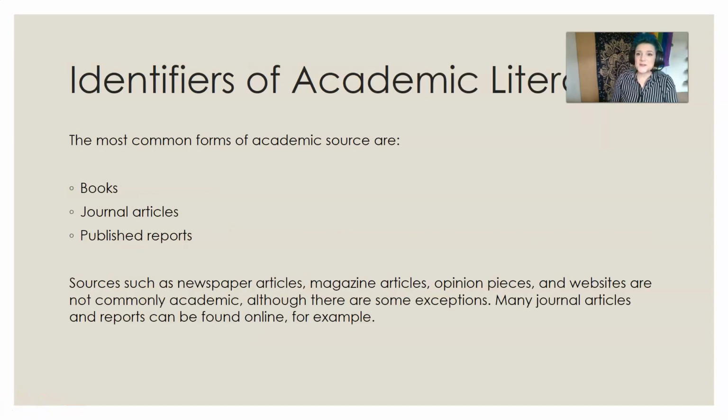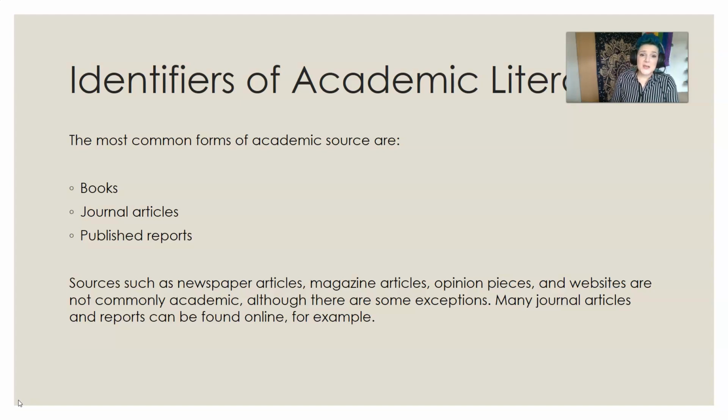The most common forms of academic source are books written by subject experts, journal articles written by researchers or academic commentators, and published reports. These can be published by the government, by charities, by research organisations, but these generally are unbiased pieces of information. Sources such as newspaper articles, magazine articles, opinion pieces, and websites are not commonly academic, although there are some exceptions. Many journal articles and reports can be found online, for example.